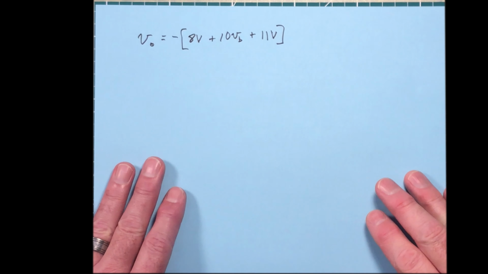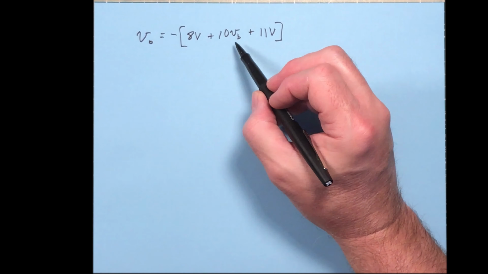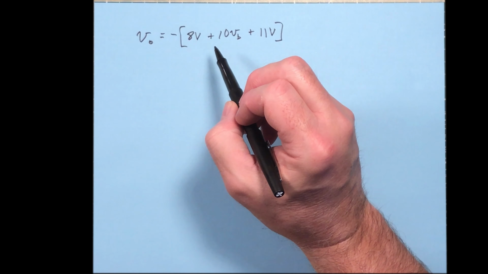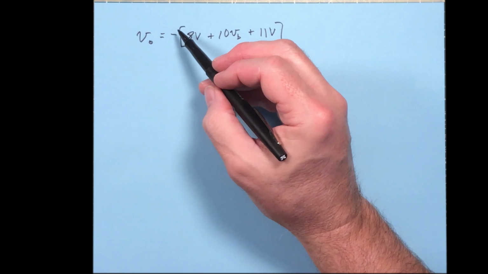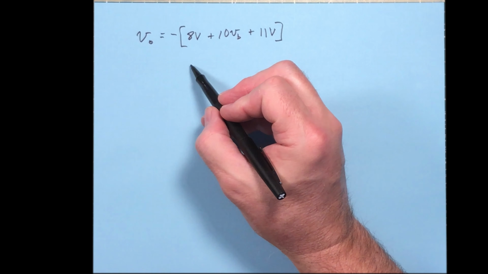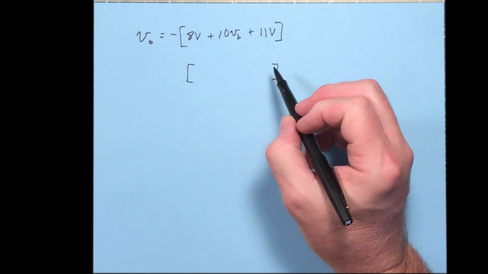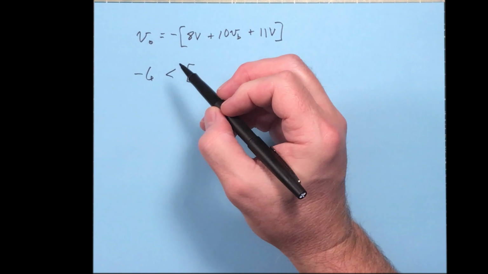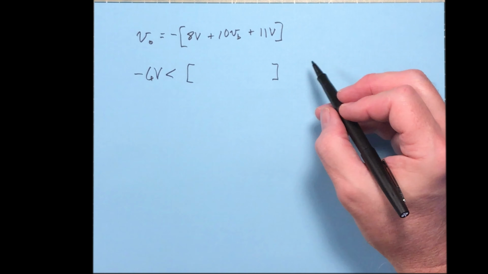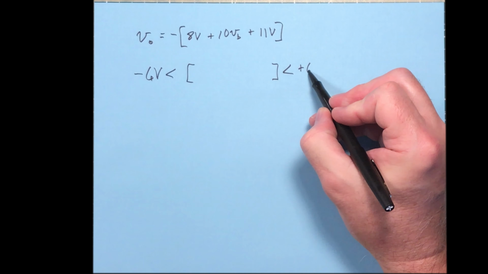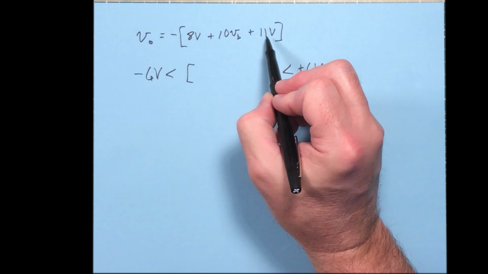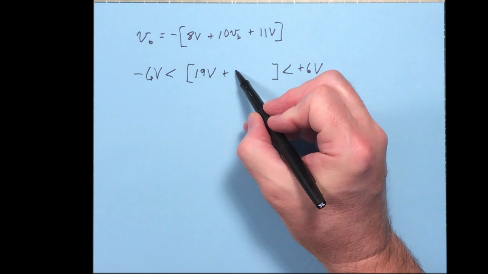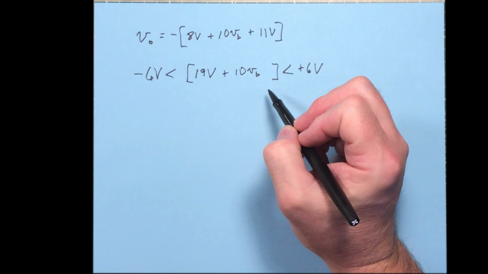V sub B is going to vary between some values, and we're trying to figure out what those values are, but we want the output to be in the range of plus and minus 6 volts. In other words, forget about the negative sign out here. What we want is that what's in the parentheses needs to be between negative 6 volts and positive 6 volts. So 8 plus 11, that's 19, plus 10 V sub B.